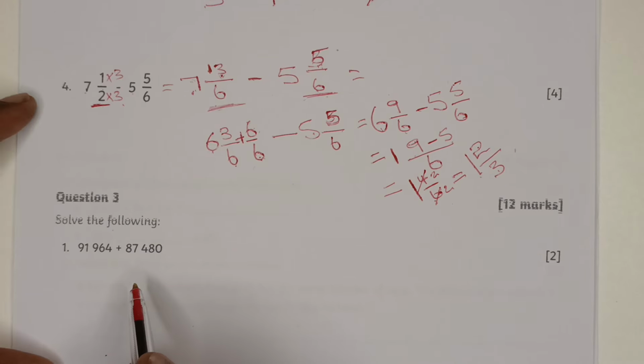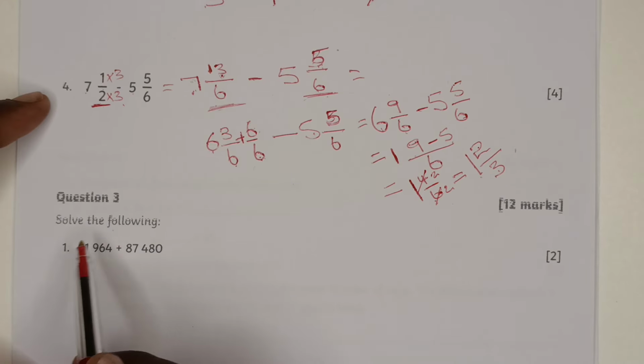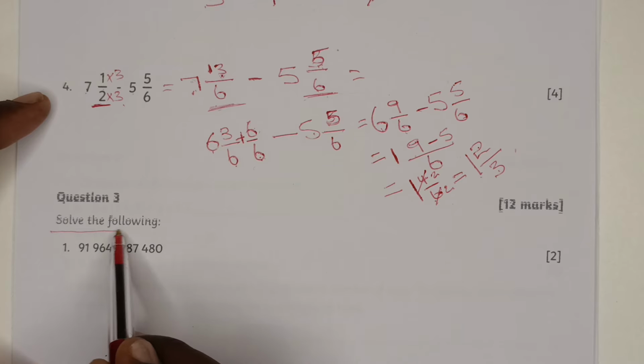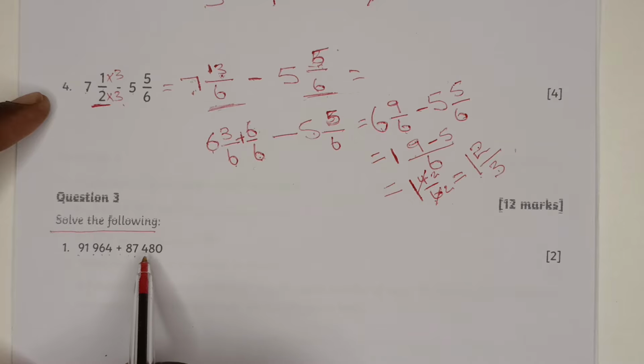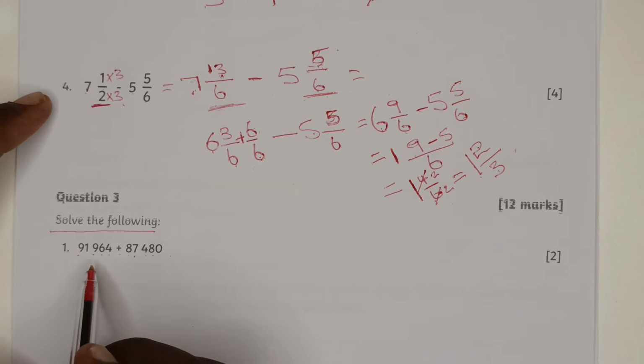Then we come to question 3. Question 3 says solve the following. This is 19,964 plus 87,480. So for us to solve it, this is addition.